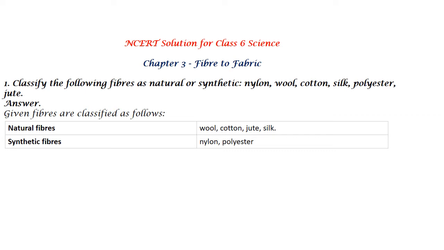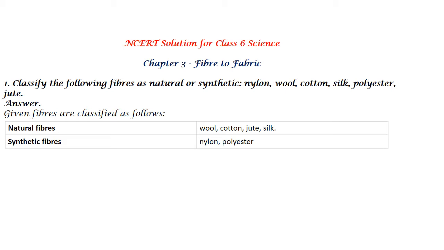So, you can see in your textbook the first question, classify the following fibers as natural or synthetic. Some examples have been given: nylon, wool, cotton, silk, polyester and jute. So how can you classify this? As you might be knowing, we had classified fiber into natural and artificial. Natural fibers we discussed, animal fiber and plant fiber.